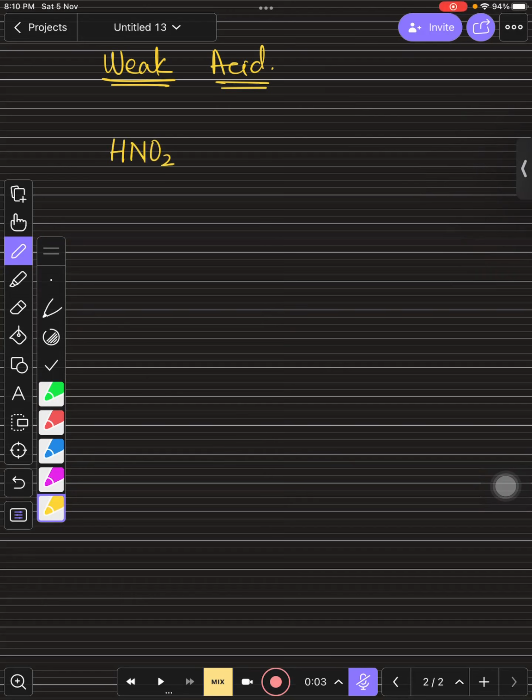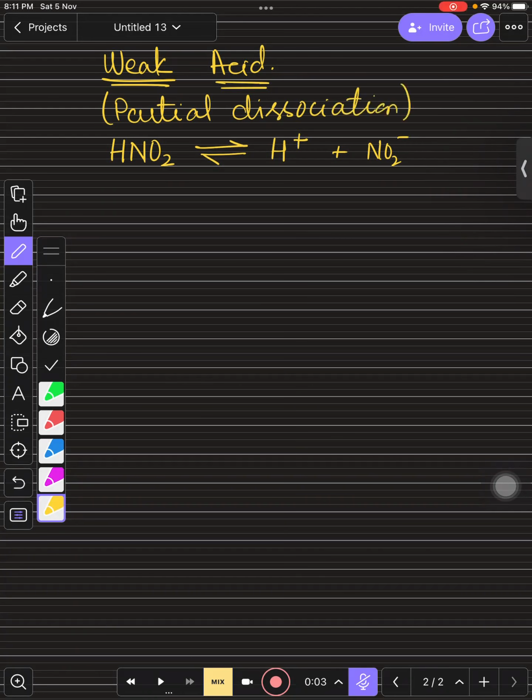Whenever this acid dissociates into its ions, it will produce H positive ions and NO2 ions, right? This is the equation you will get. And we know that weak acids are acids that dissociate partially. So this is always partial dissociation, because these are weak acids. They are going to produce fewer ions, right?